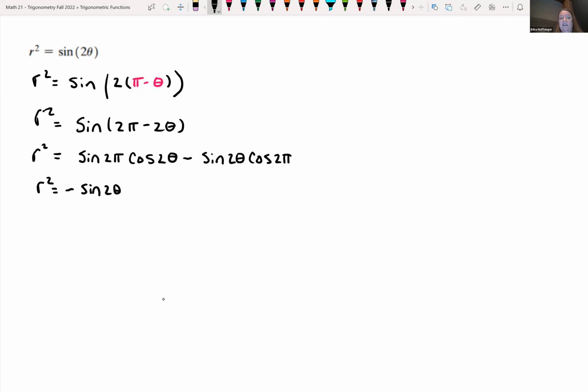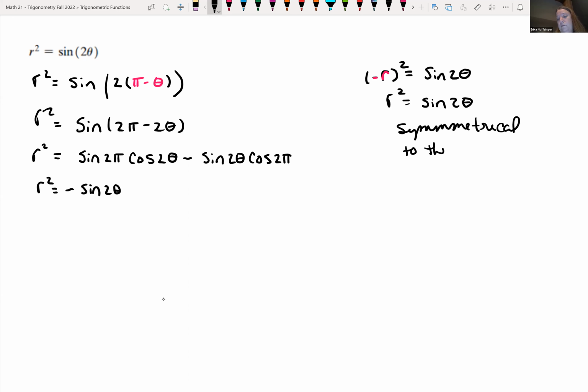Now, if we plug in negative r for r, I can see that it's going to be unchanged because I'm taking negative r and I'm squaring that value. So r squared is equal to sine of 2 theta, which is the original function. So this tells me that it's symmetrical with the pole. So let's plug in some points.